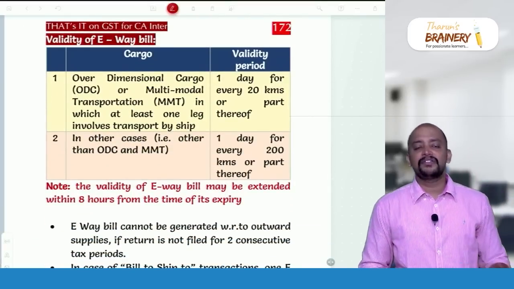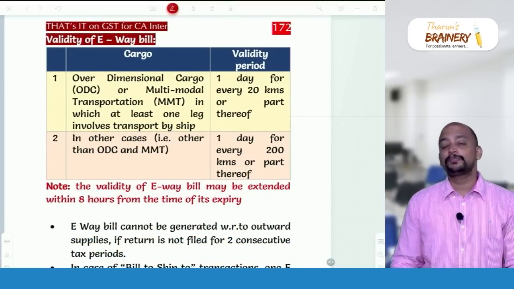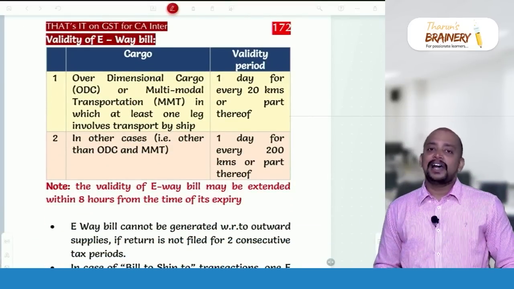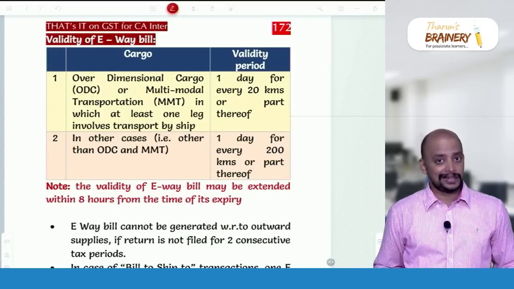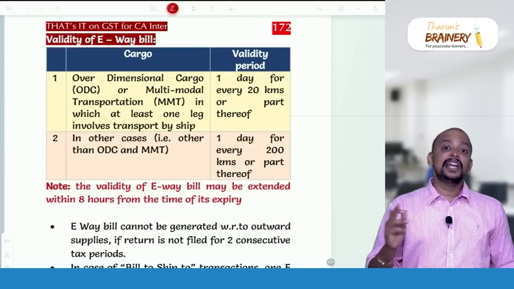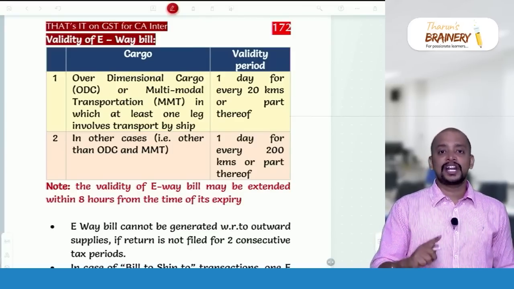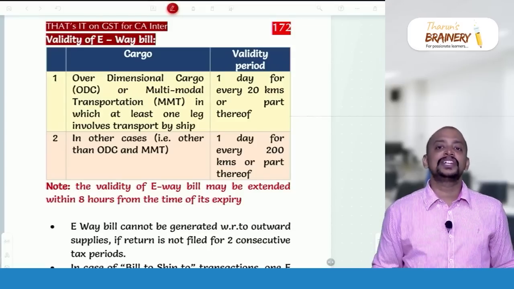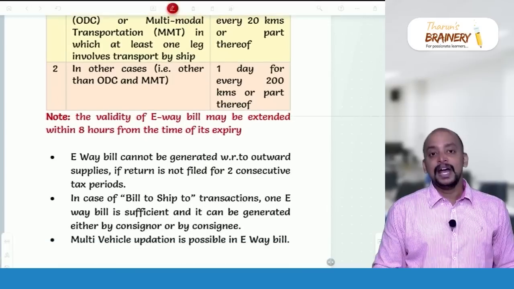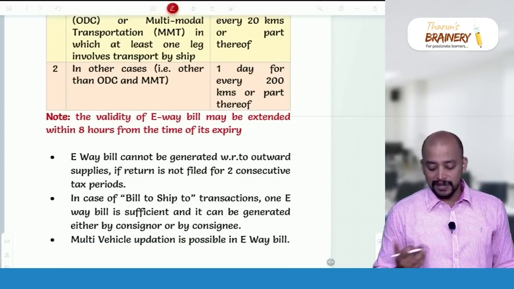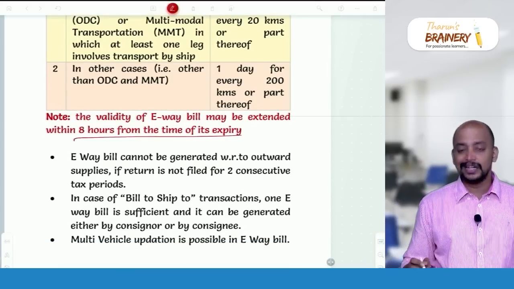Then validity of e-way bill. Once the e-way bill is generated, both part A and part B, it will have a validity. The validity will be counted as 1 day for every 200 kilometers or part thereof. And if it is over dimensional cargo or multi-mode transportation which involves one leg of the journey by waterways, then 1 day for every 20 kilometers or part thereof. And once a validity expires, it can be extended within 8 hours from its expiry.